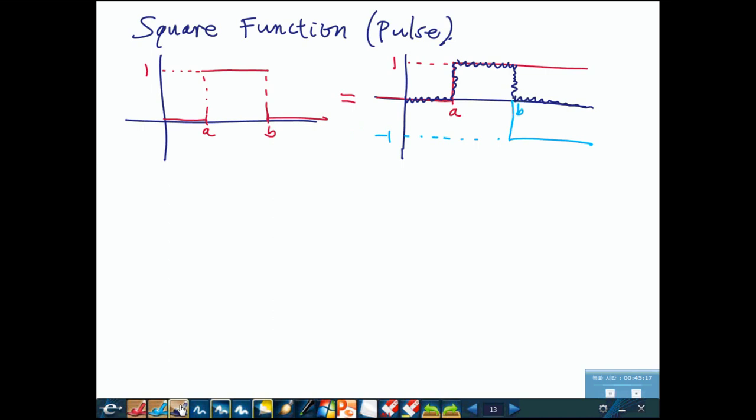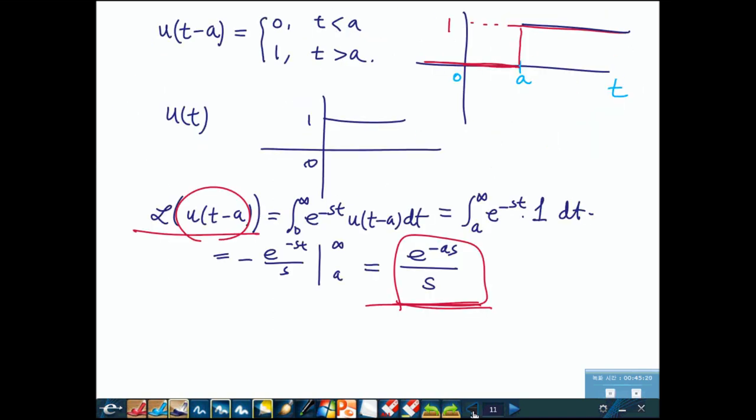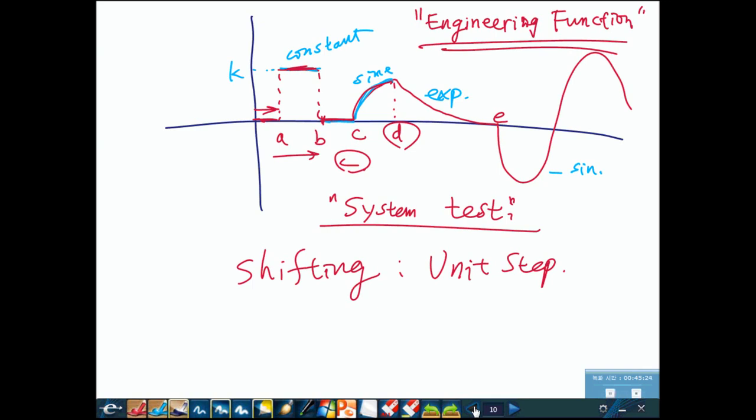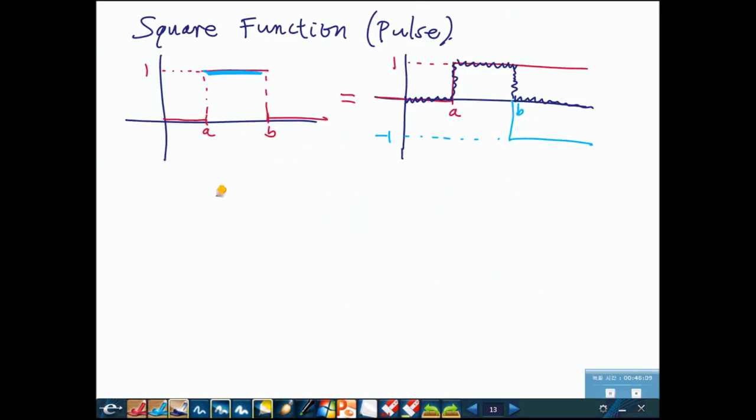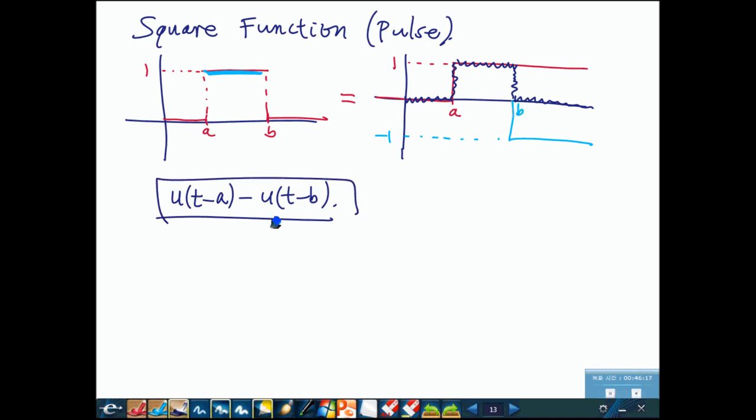Why do you need that? Remember this? It's all square. Here it's a square, a finite region. It's a square, not a unit step function. This is u of t minus a minus u of t minus b. You're going to use this set frequently, more often than the unit step function alone, because it's a minus b.